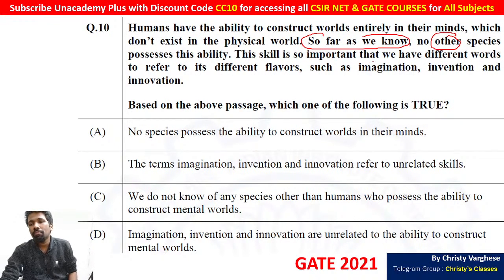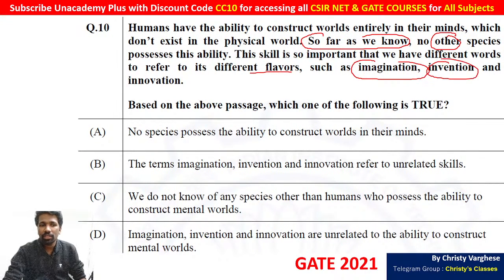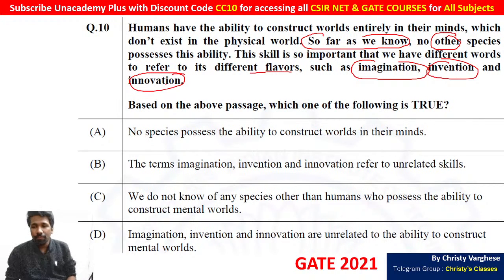This skill is so important that we have different words to refer to its different flavors. What all are the words? Such as imagination, invention, innovations. All these are words to refer to the different flavors of this imagination, or the ability of humans to imagine in this way. Based on the above passage, which one of the following is true?